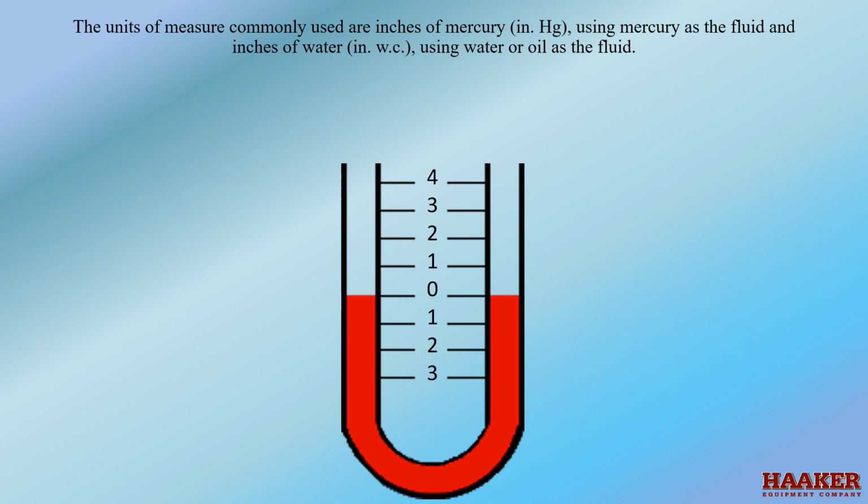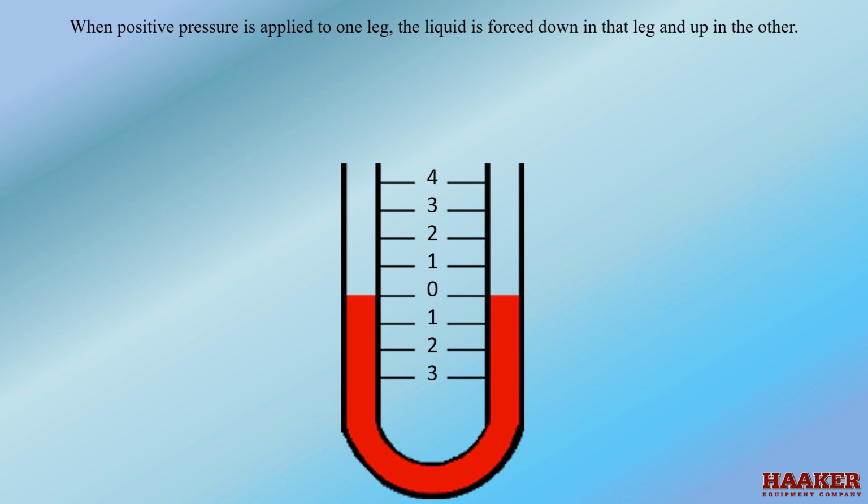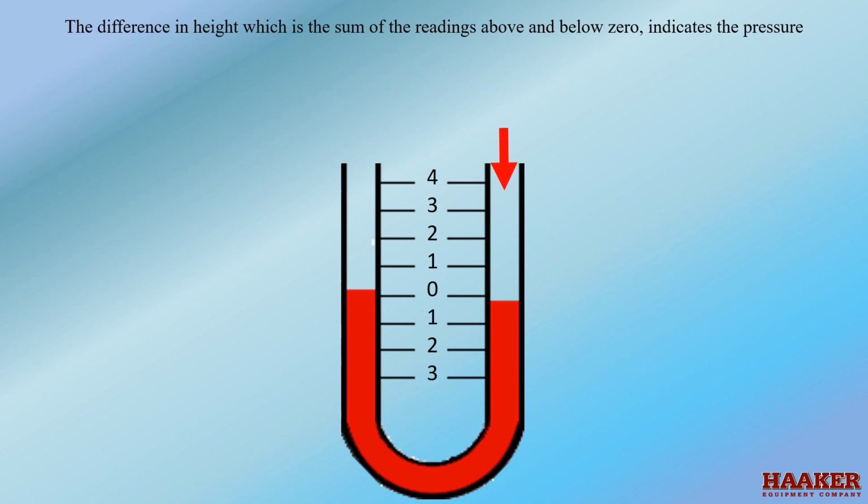The units of measure commonly used are inches of mercury, using mercury as the fluid, and inches of water, using water or oil as the fluid. In its simplest form, the manometer is a U-tube about half filled with liquid, with both ends of the tube open. The liquid is at the same height on each leg. When positive pressure is applied to one leg, the liquid is forced down in that leg and up in the other. The difference in height, which is the sum of the reading above and below zero, indicates the pressure.